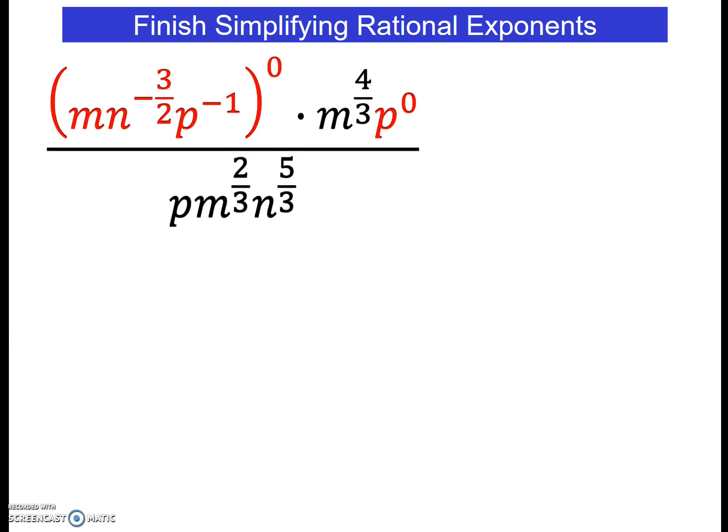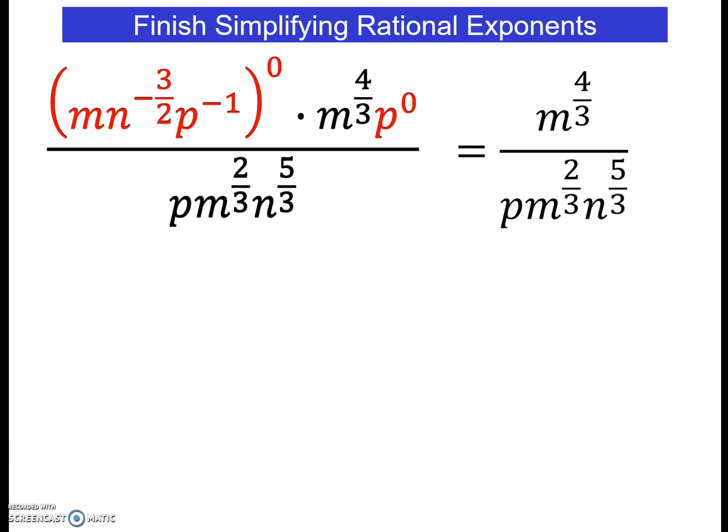You see how this whole quantity here is raised to the 0 power and this p is to the 0 power? So what we want to do is get rid of that. It's going to equal 1, so it's like it's not even there. So what I'm left with is m to the 4/3 on top, and on the bottom I have p, m to the 2/3, and n to the 5/3. I didn't do anything there.